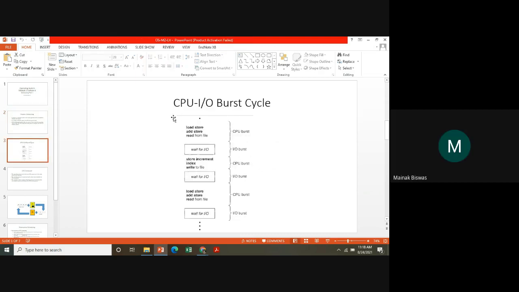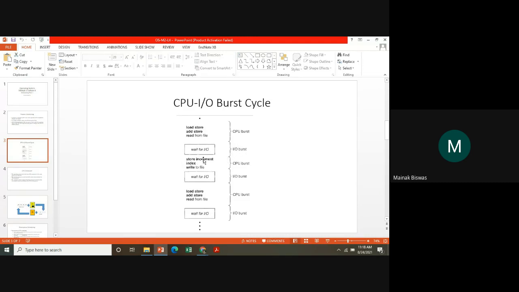Now, what is a process? A process sometimes works on the CPU and sometimes waits for IO. So any process is basically a sequential flow of CPU bursts and IO bursts. Load, add, store, and read from file are called the CPU burst. But when it is waiting for IO to happen, such as reading from a file, that is called the IO burst.